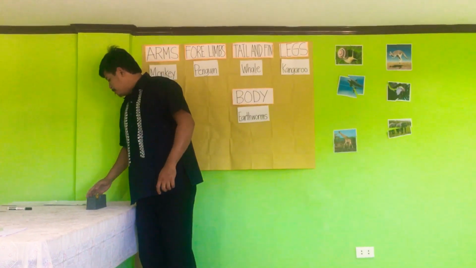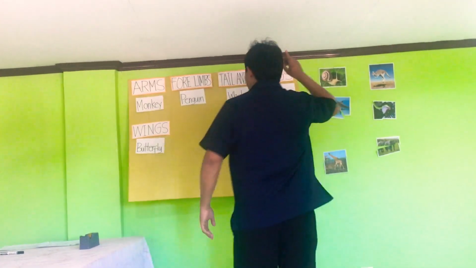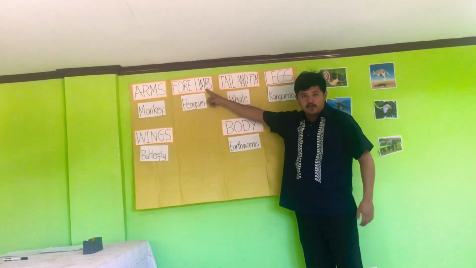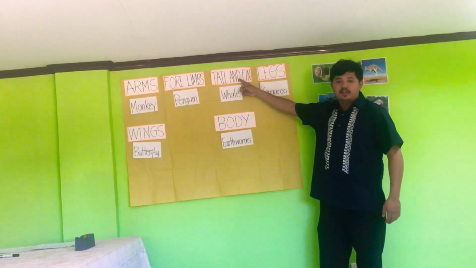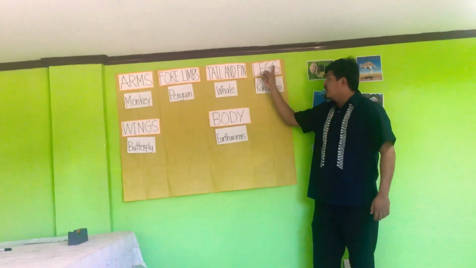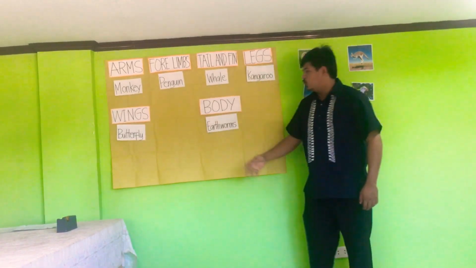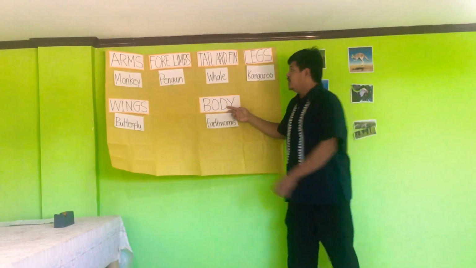So now, again, what are the different body parts of an animal? Namely one. Okay, yes, arms, very good. Four limbs, very good. Or the flippers. Okay, next, tail and fin. Next is legs. Very good. The wings. Yes, the wings for them to fly. And also lastly, the body.